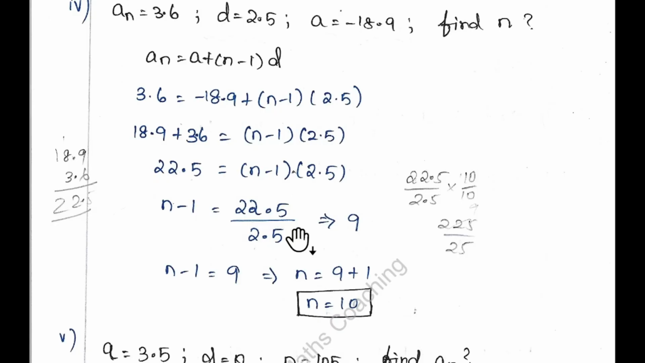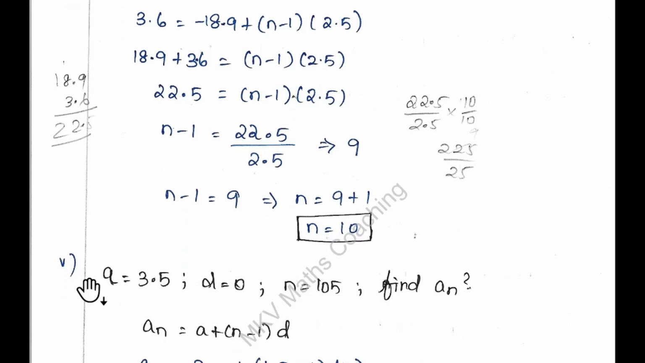So you have to divide it. Since it is in decimal, you can also convert by multiplying by 10 on both numerator and denominator. So multiply and divide it by 10, you get 225 by 25. So 25 nines are 225. So n minus 1 is 9. So n is equal to 9 plus 1, which is 10.